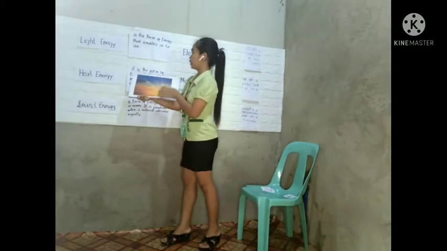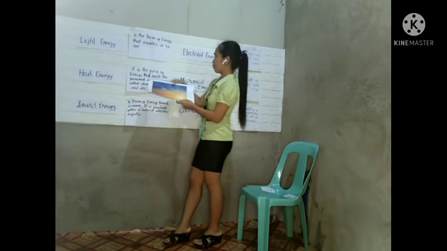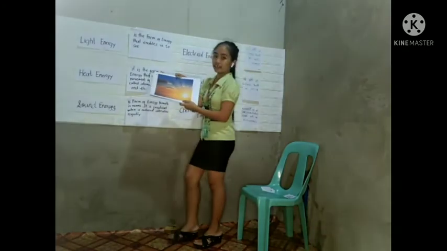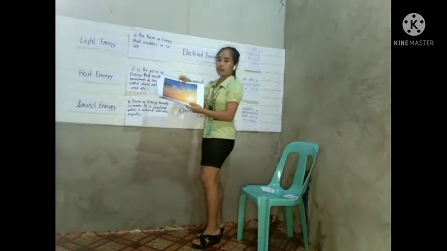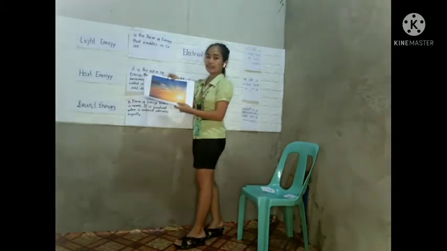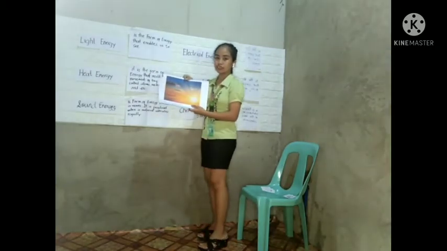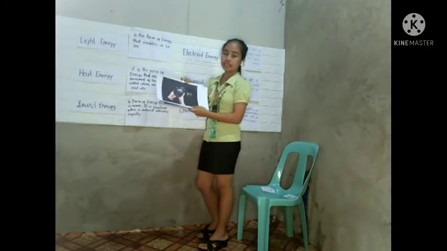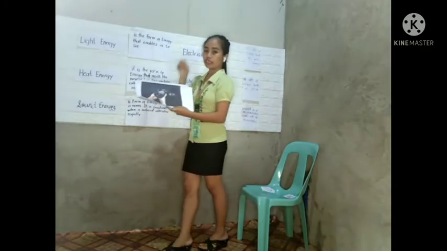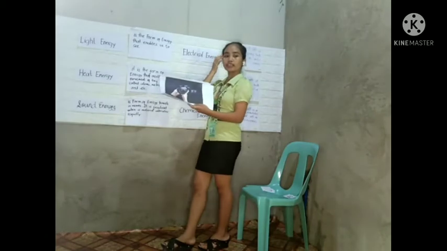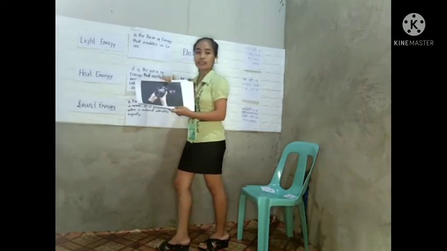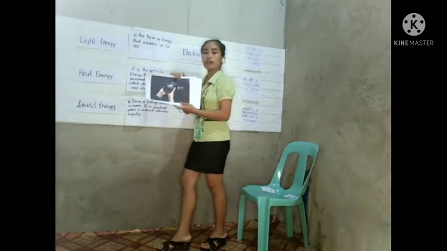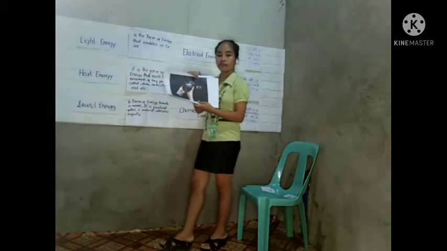Light energy is the form of energy that enables us to see. The main source of light on Earth is the sun. Light energy is used in cameras to capture images. It is also used in communication to send messages. For example, a traffic light helps to control the flow of traffic.